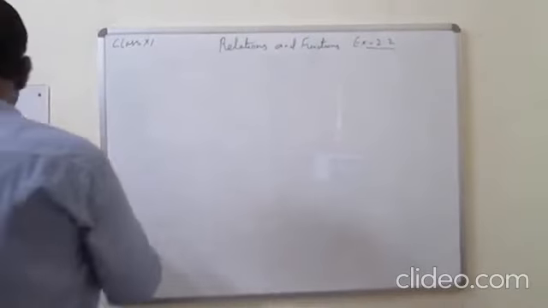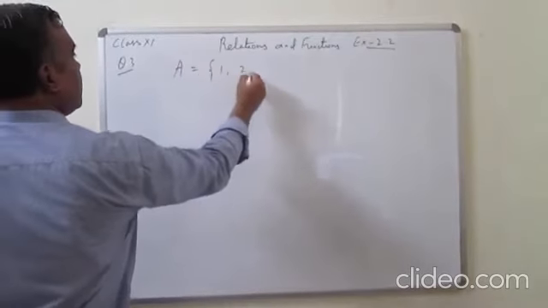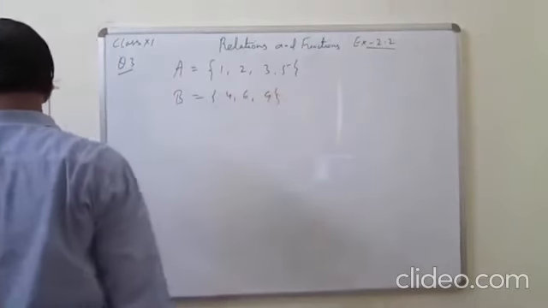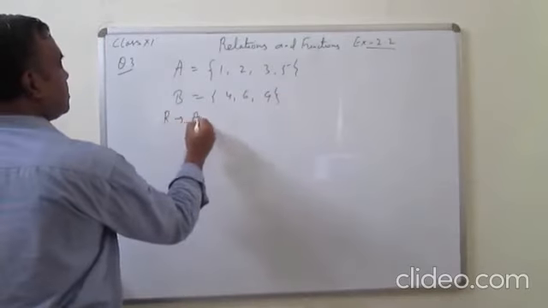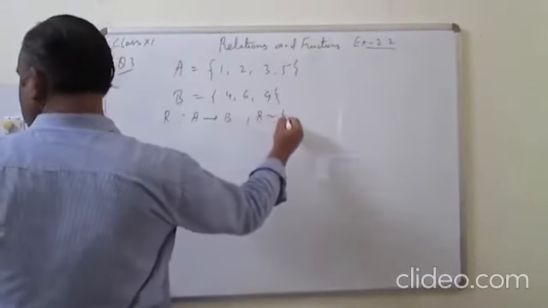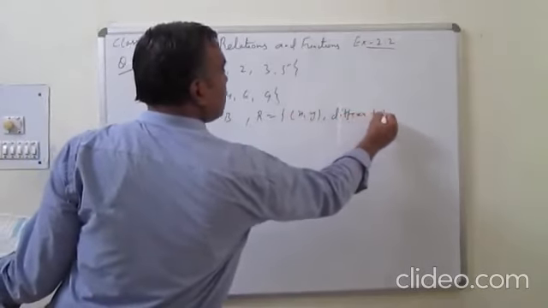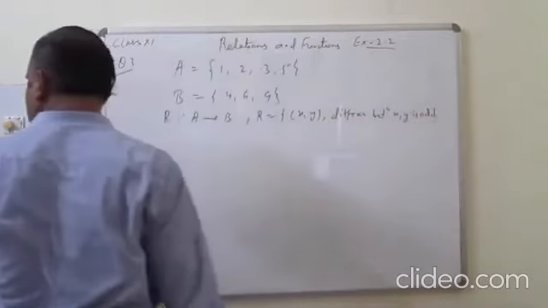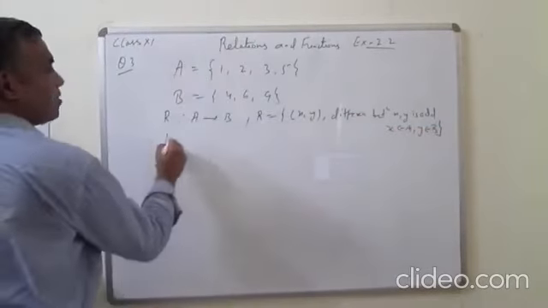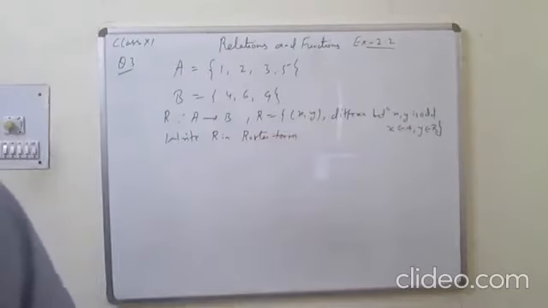Question 3. If A is 1, 2, 3, 5, B is 4, 6, 9, define a relation R from A to B by R is equal to x, y such that the difference between x, y is odd, x belongs to A, y belongs to B. Write R in roster form. You have to write the relation in roster form.